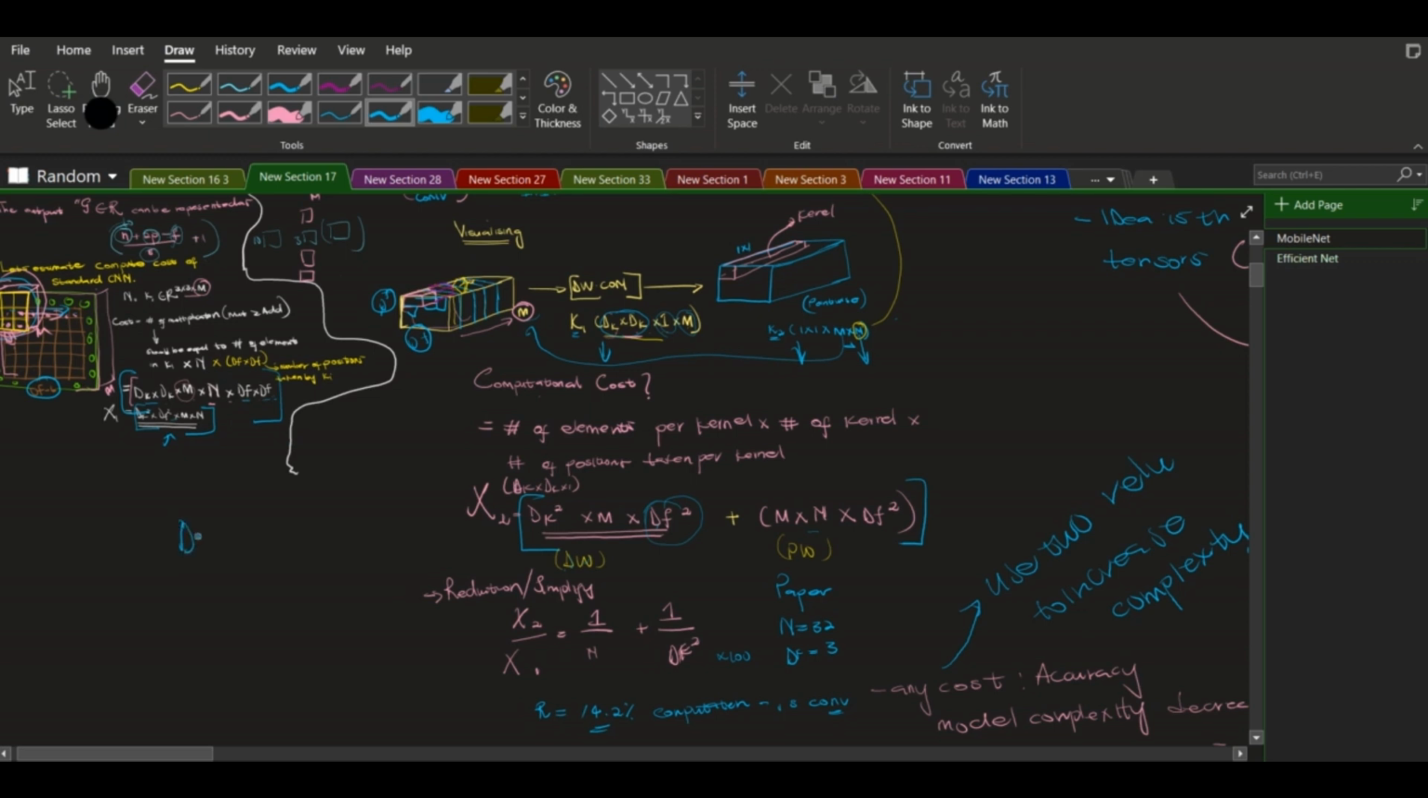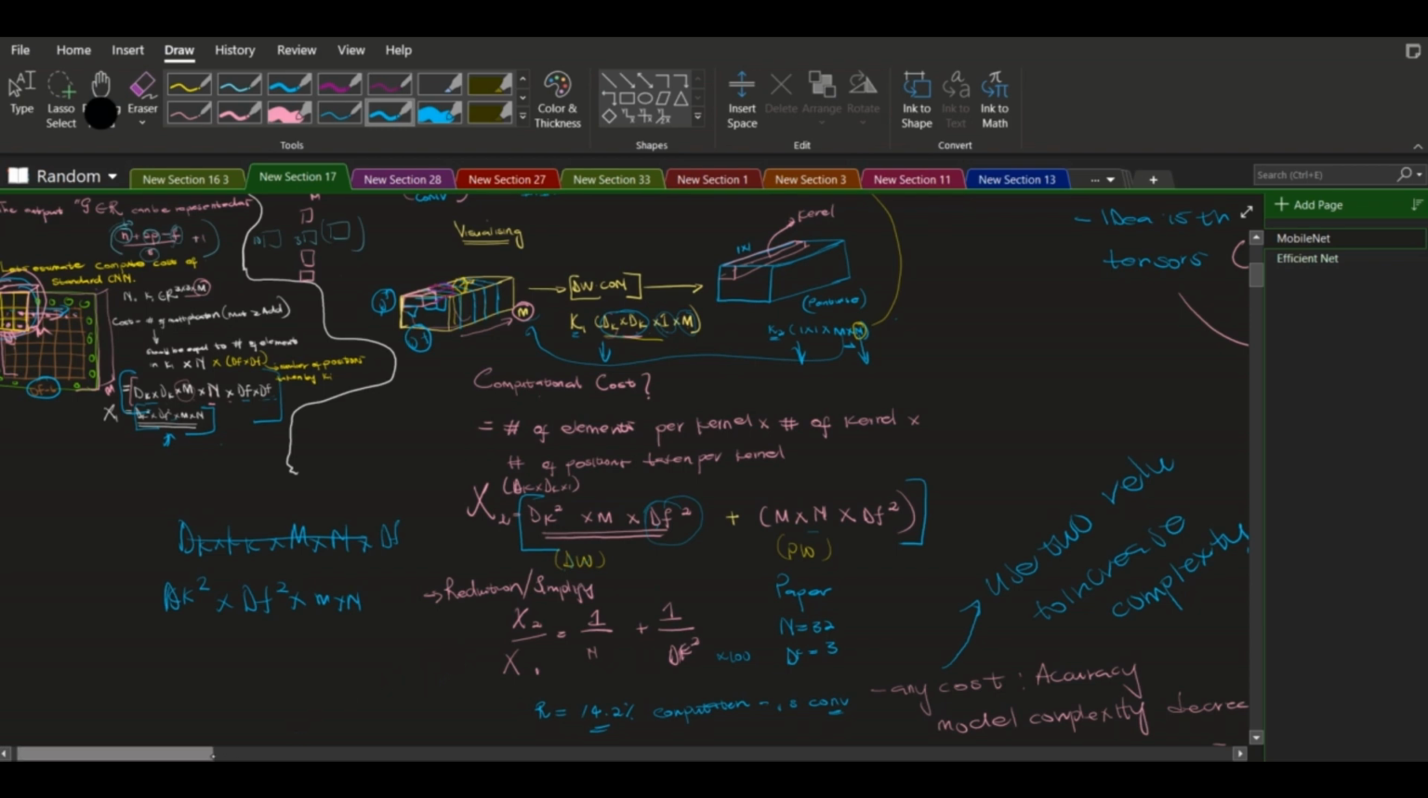It's going to be dk by dk by m by n by df. Actually, let me simplify it: dk squared by df squared by m by n. So I'm just taking whatever is here, right? I'm not creating something new, right?